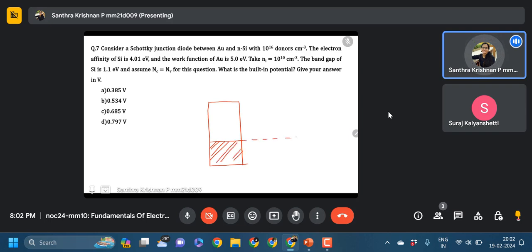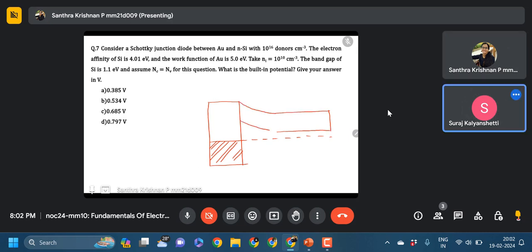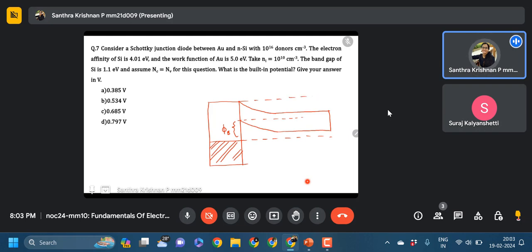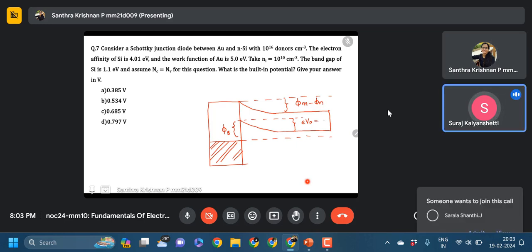This is the Fermi level after equilibrium. This is my Schottky barrier. And what I want is they are asking me for the built-in potential. Built-in potential is basically this thing, no? Yeah, these both are the same. Both are phi m minus phi n. So what are these dashed lines you have drawn there?